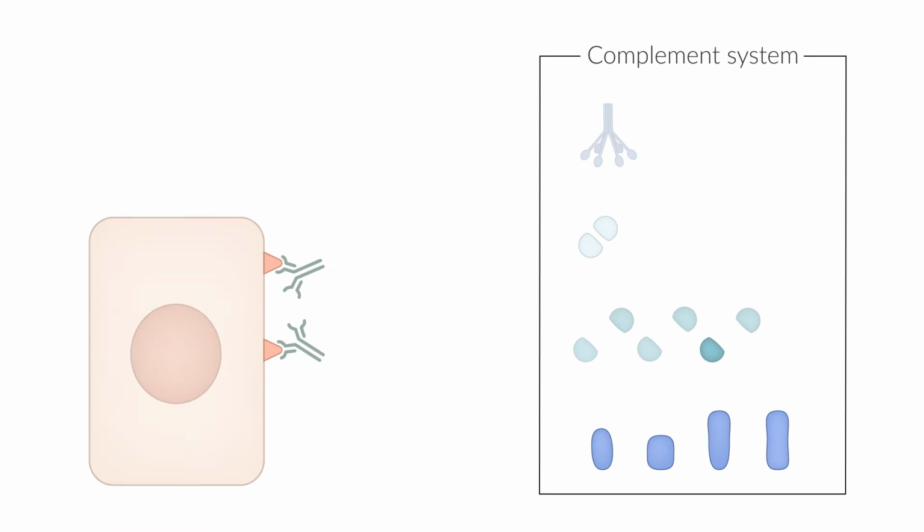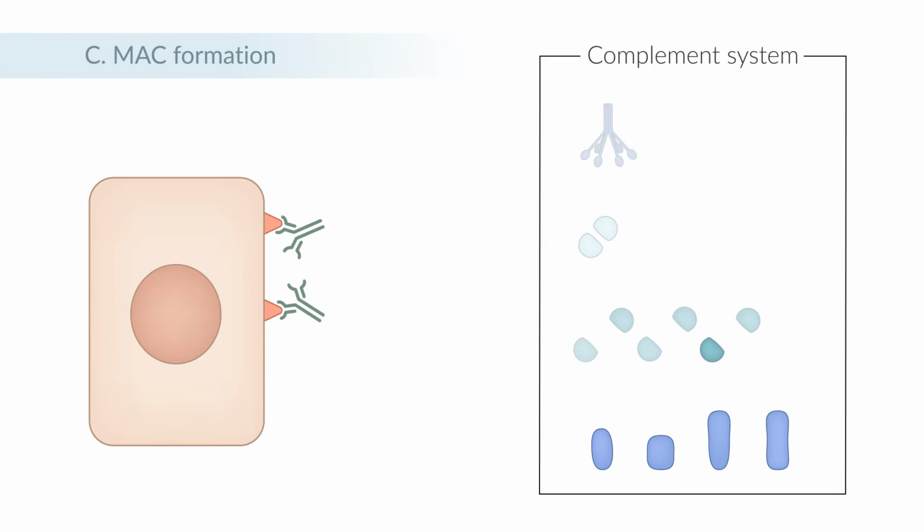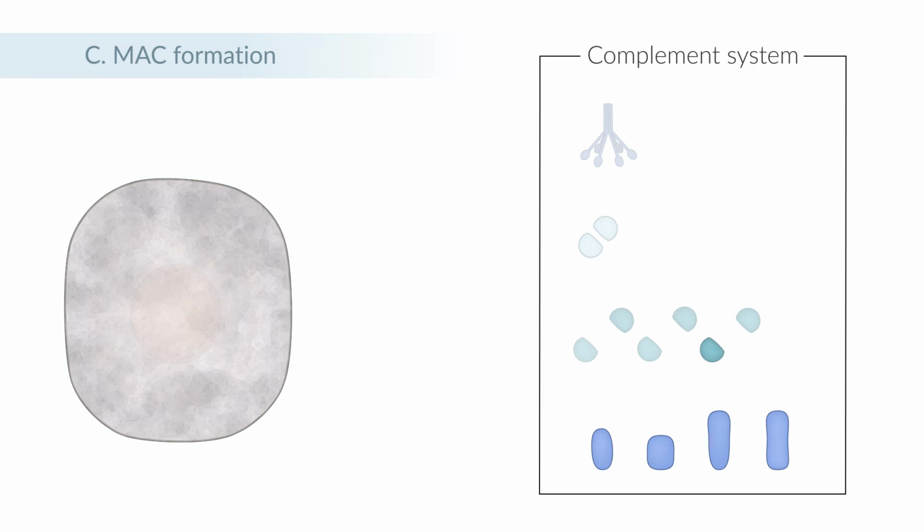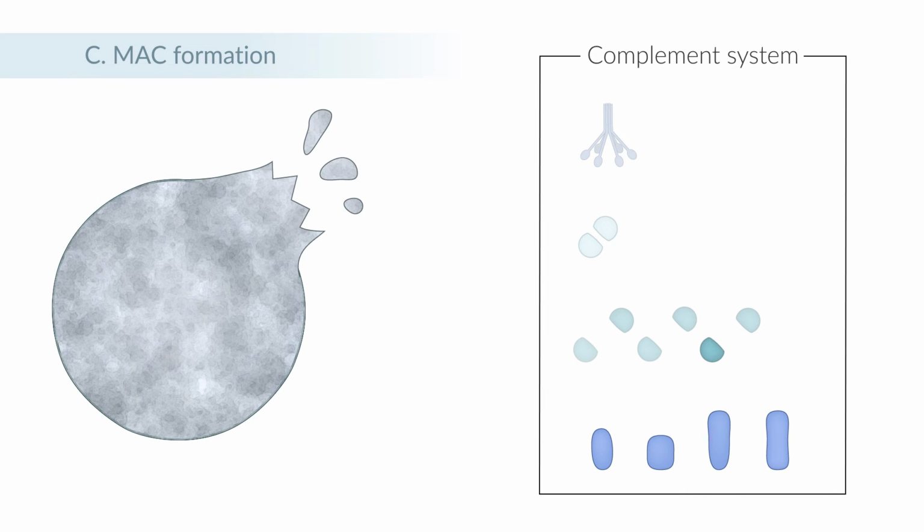Furthermore, activation of the complement system also leads to the formation of a membrane attack complex, in short, MAC. This complex can insert into the plasma membrane, resulting in an influx of extracellular fluid. As a result, the cell swells and eventually lyses.